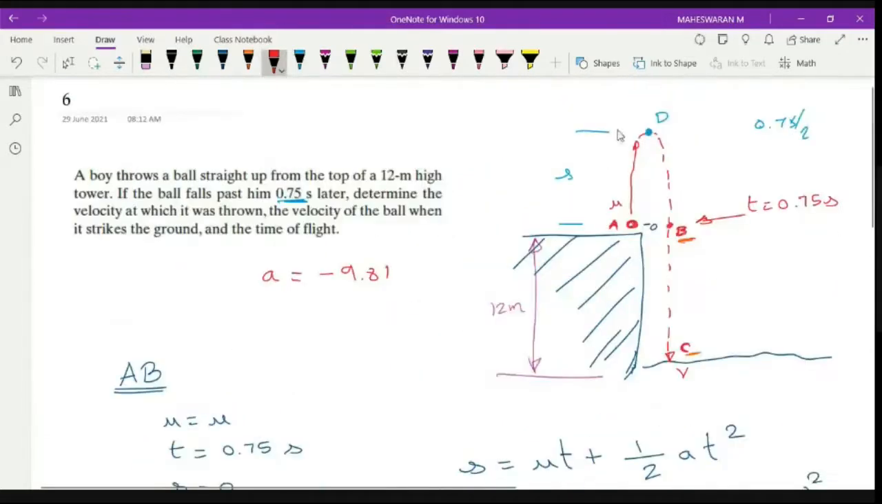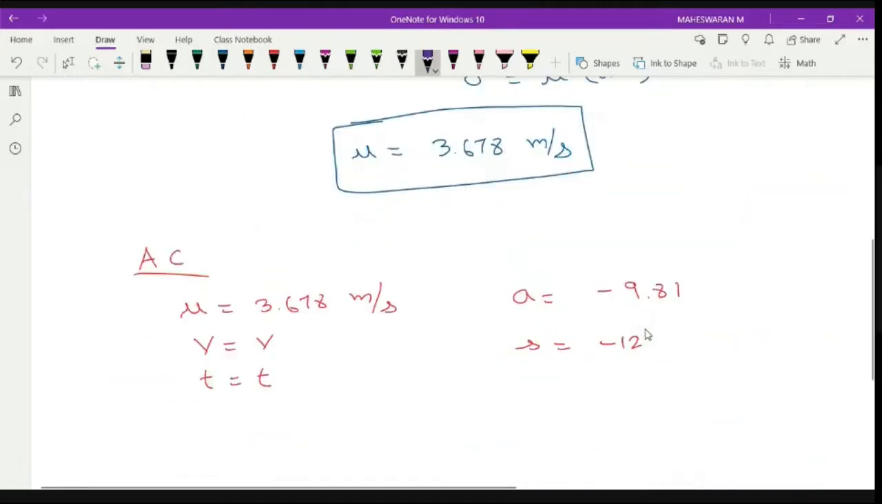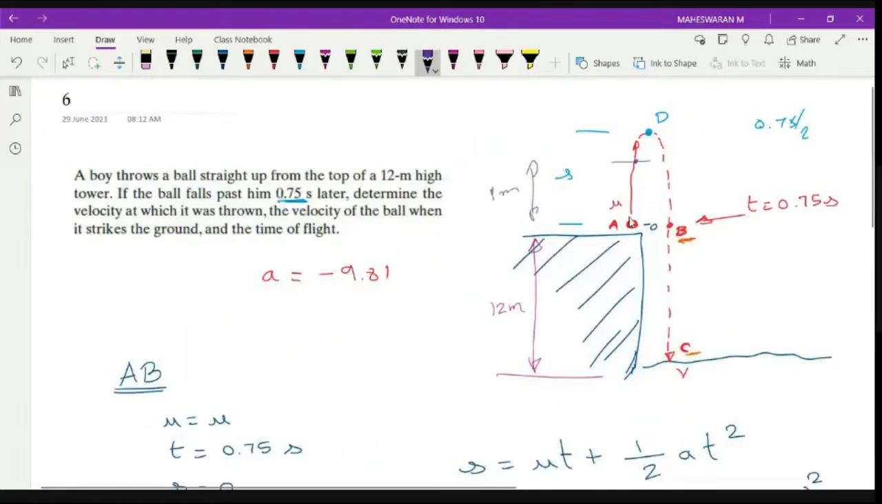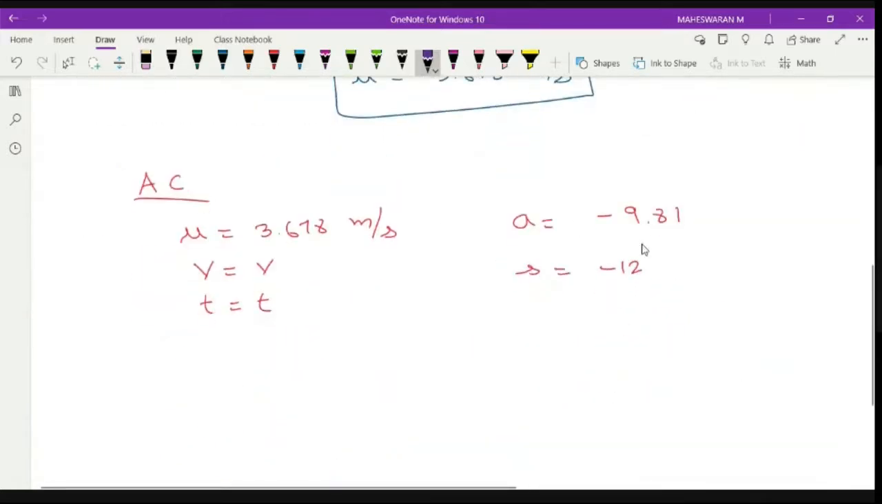For example, if they ask at this particular location, for example, what is the velocity, at this particular distance, 1 meter or something like that, then it is a positive value. So they are asking, this is my initial location. Final is towards downward, which is negative. The downward is always based on the arrow. Towards that positive arrow is positive, opposite to that arrow is negative. So which is minus 12 meter.